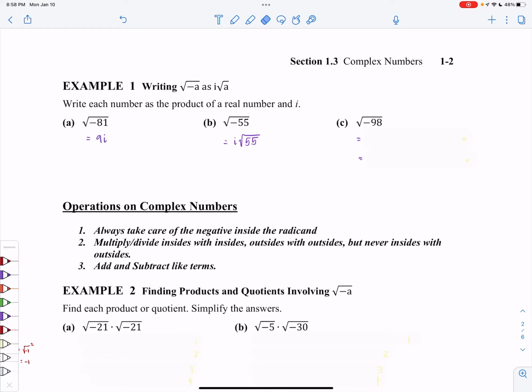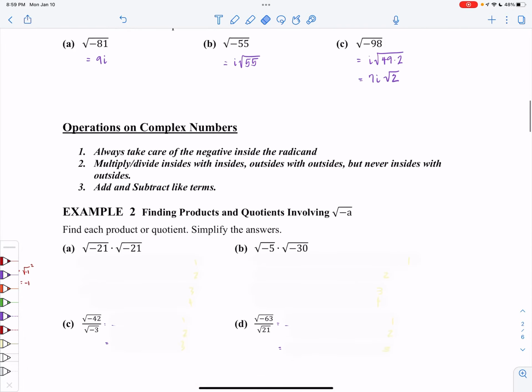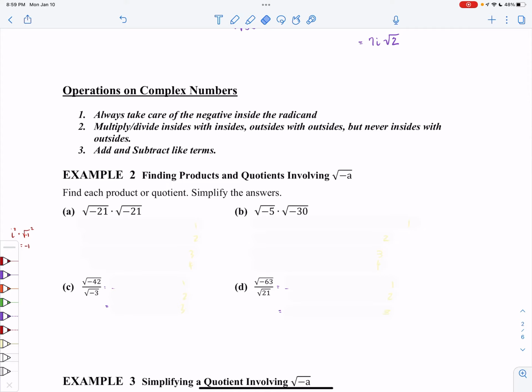Again, take care of the negative on the inside first. So this is going to be an i times the square root of 98. But the number 98 can be broken down into a perfect square of 49 times 2. So the square root of 49, we know that this piece, just this piece, is a 7. So we will take the square root of 49, which is 7, combine that with the i using multiplication, and then that square root of 2, that 2 needs to just stay on the inside because there are no more perfect squares.